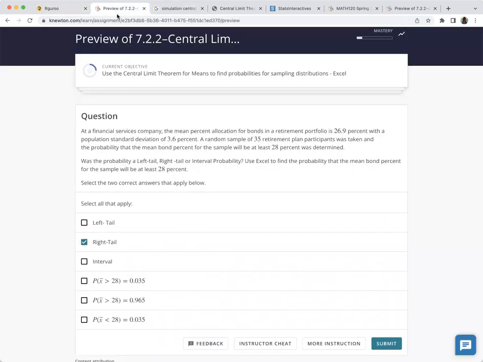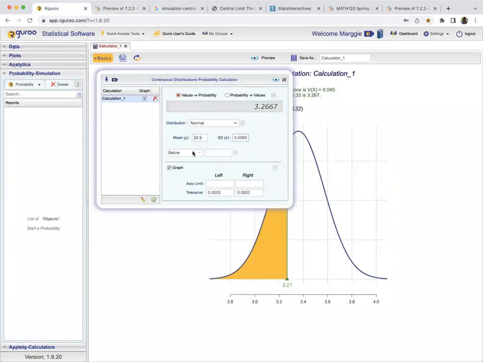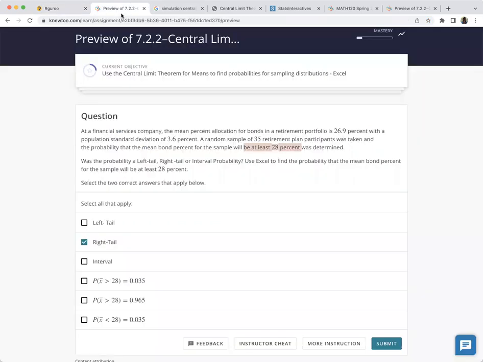All right, and then now what do we need? We need at least 28%. So then we want to go above 0.28. Right, let me see.